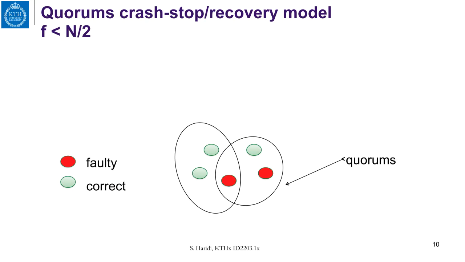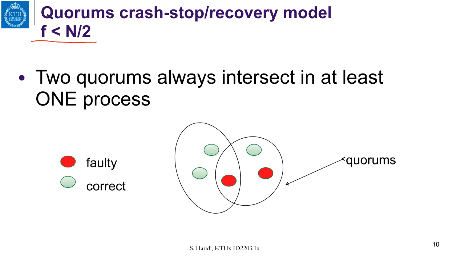So let us look at some properties of majority quorums. And remember again about majority quorums. Normally a process sends a message to all processes and waits for a quorum. So let us see what the properties of majority quorums are. F is less than half of the number of processes in the system. So the first property says that two quorums always intersect in at least one process.